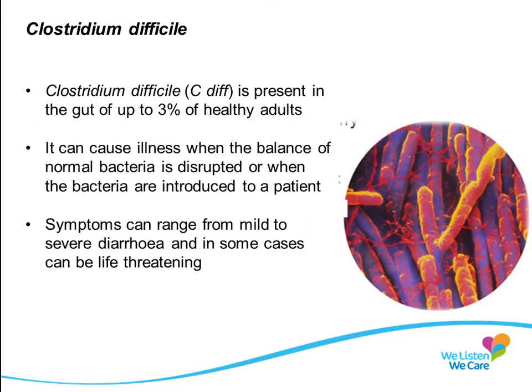The number of cases of Clostridium difficile infection, or C. diff, is another key infection which must be reported to our regulators. The next few slides will explain C. diff in more detail. This organism is present in the gut of up to 3% of healthy adults, but it can cause illness if the balance of gut bacteria is altered with antibiotics or if the bacteria are introduced to a patient. Symptoms range from mild to severe and in some instances can be life-threatening.